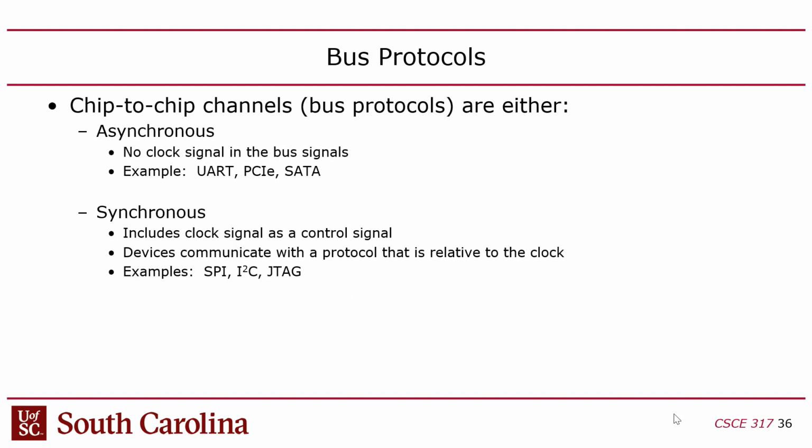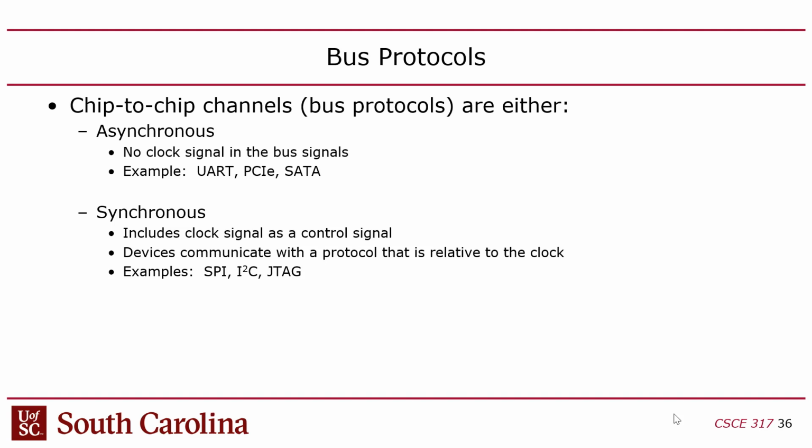So there's two types of channels, asynchronous and synchronous. You might have covered this in 212. Asynchronous is when there's no clock signal that's part of the channel. So the channel, which is a group of wires that connect two things, doesn't have a clock. So you've got bits that are changing, you've got wires that are changing voltages, but there's no clock.